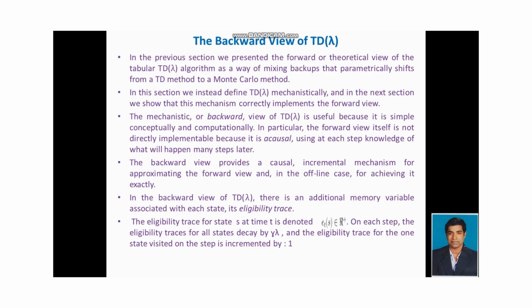In particular, the forward view itself is not directly implementable because it is acausal, using at each step knowledge of what will happen many steps later. The backward view provides a causal incremental mechanism for approximating the forward view, and in the offline case for achieving it exactly. In the backward view of TD lambda, there is an additional memory variable associated with each state. It is the eligibility trace, ET.